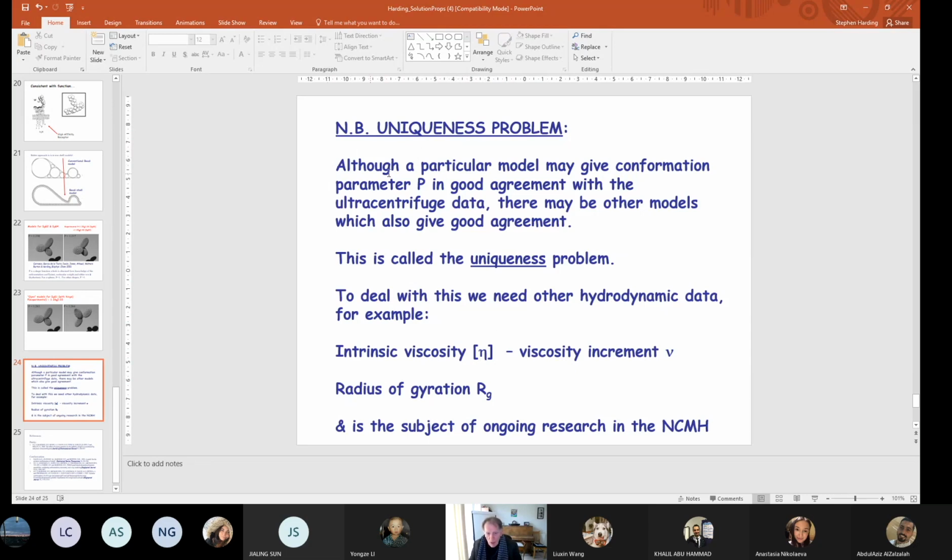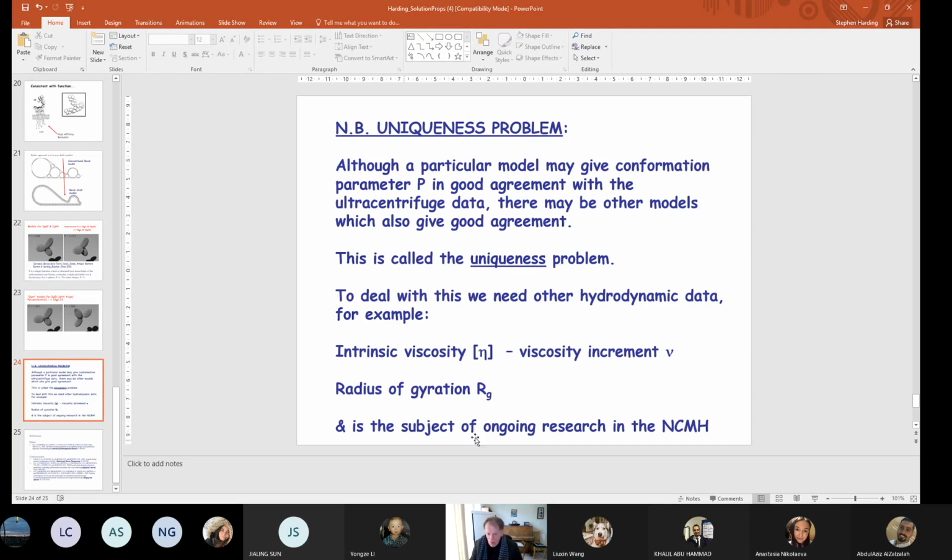So just to repeat again, although a particular model may give a conformation parameter P, which you get from sedimentation, in good agreement with the ultracentrifuge data, there may be other models which also give good agreement. This is called the uniqueness problem. And to deal with this, we need other hydrodynamic data. And I mentioned the radius of gyration from X-ray scattering of solutions and the intrinsic viscosity parameter.